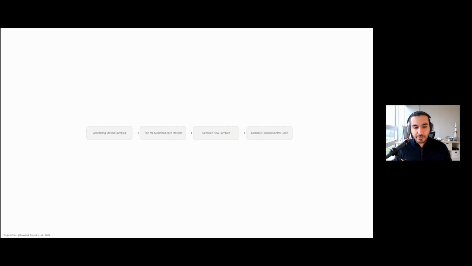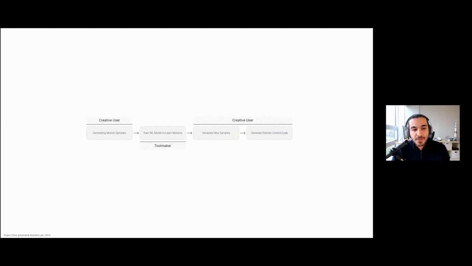So we came up with this pipeline. We said, okay, let's generate a bunch of samples from a cinematographer, and then train a machine learning model based on that to learn these motions. And then based on that machine learning model, we can generate new samples and send them to the robot to make more natural motions based on a user.